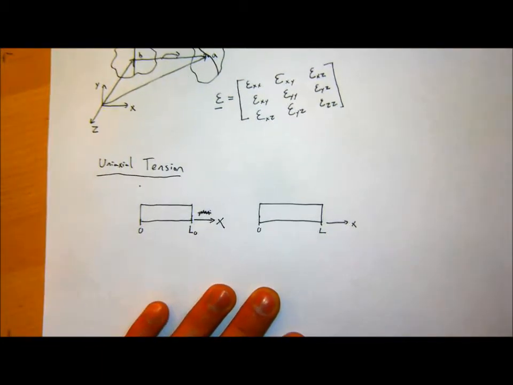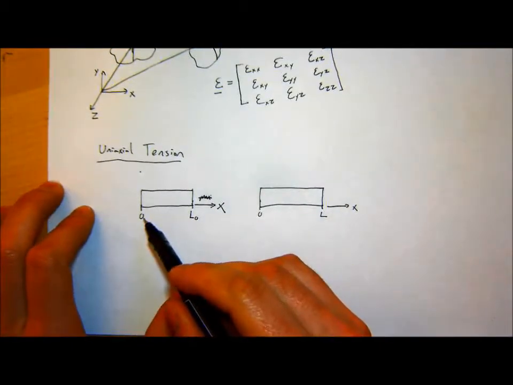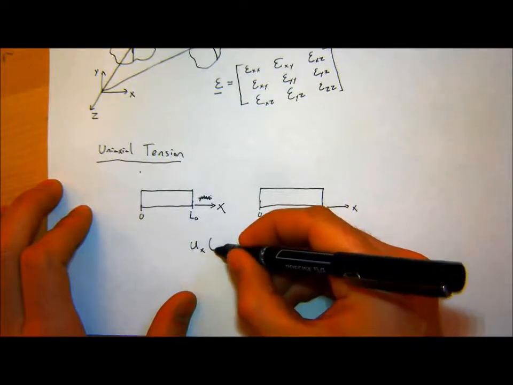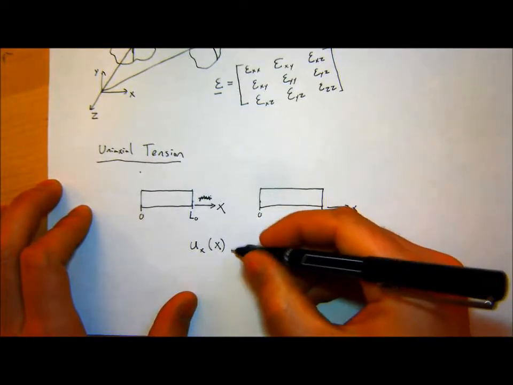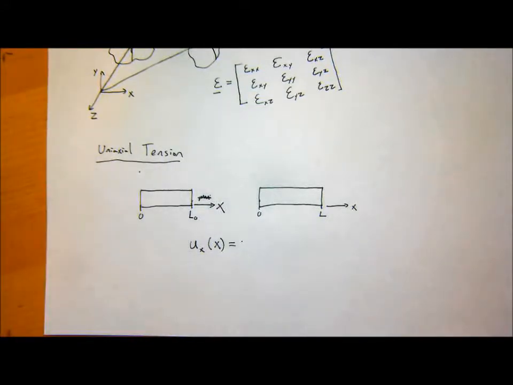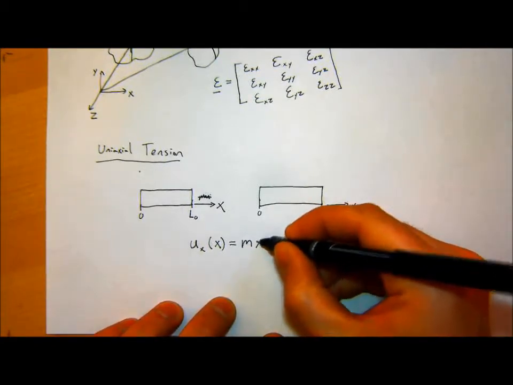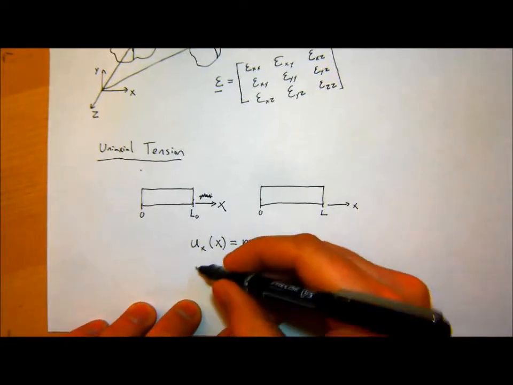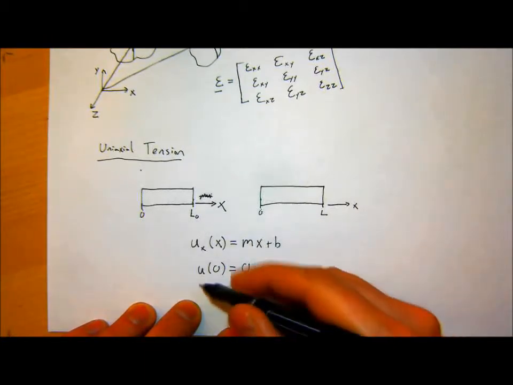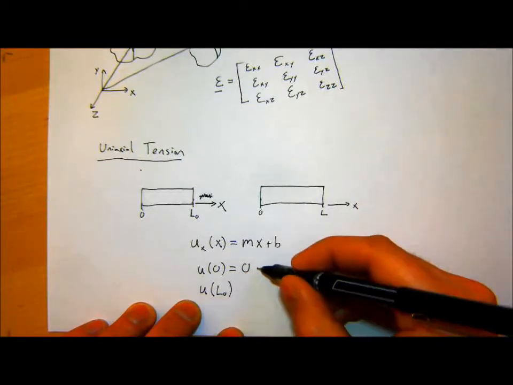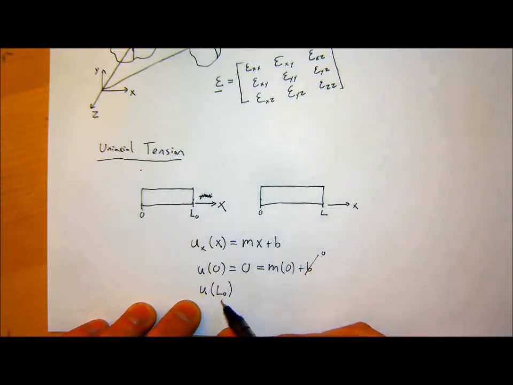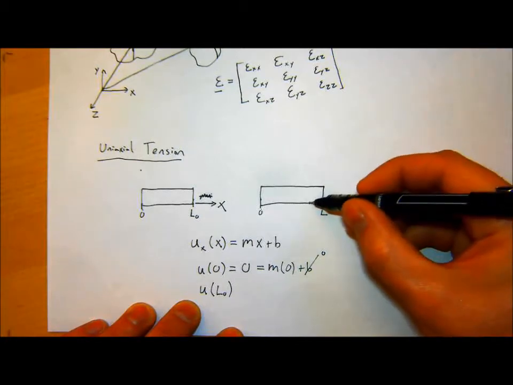So the motion u is only going to be a u of x, because I'm only considering one direction. I'm going to assume right now that this is a linear deformation, everything deforming linearly throughout the body. This is just going to be some linear mx plus b. Now I know my u of 0 stays at 0, so b is equal to 0. All my points at L naught have moved to a new point L, so they've moved a distance.